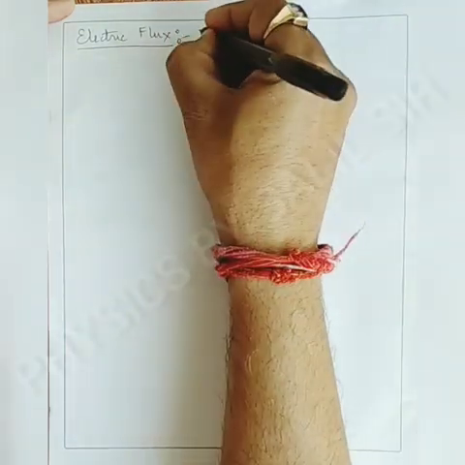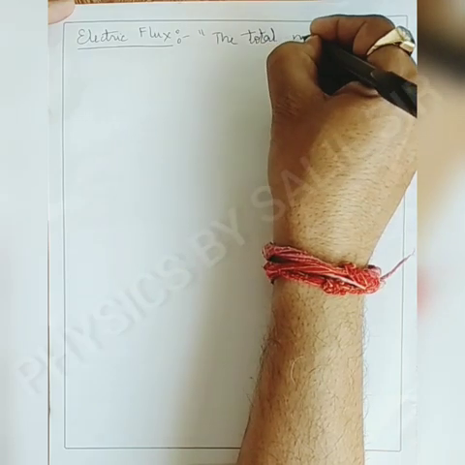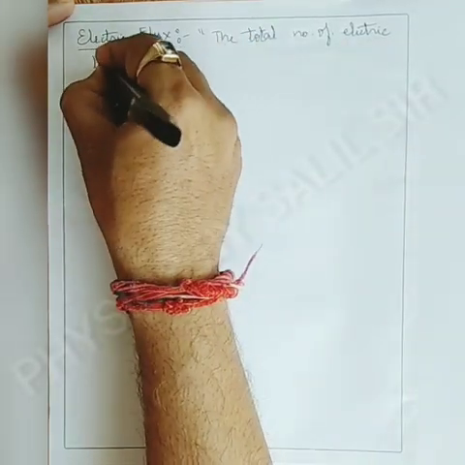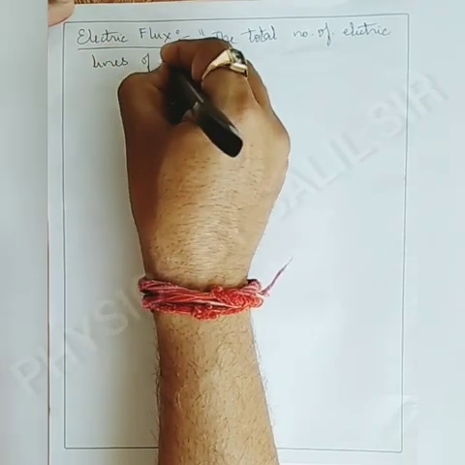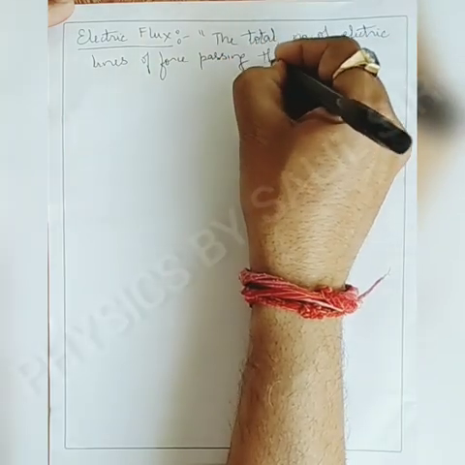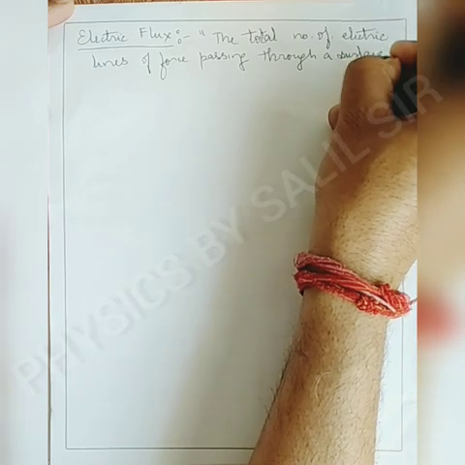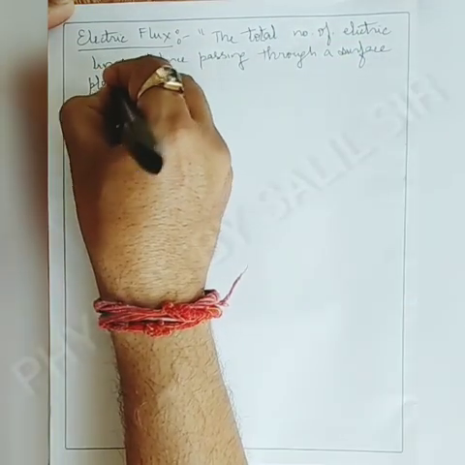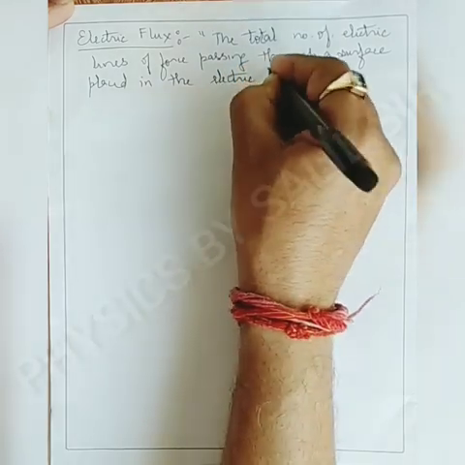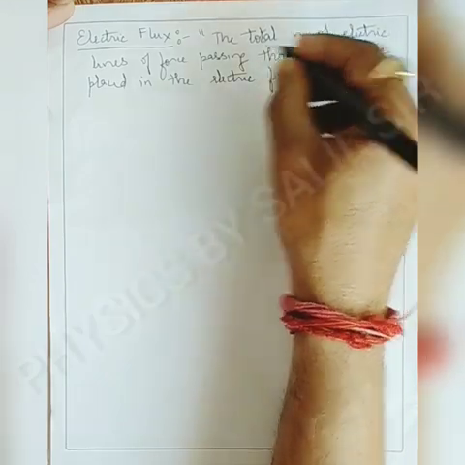Electric flux is the total number of electric lines of force passing through a surface placed in the electric field. This is the definition of electric flux.